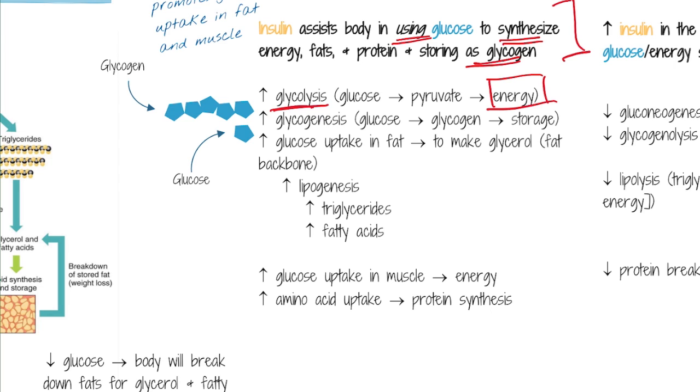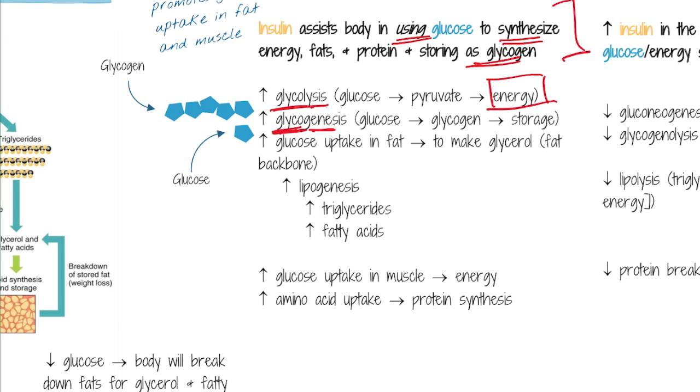So no longer will that glucose be in the blood because it's been broken down and combined with other things and turned into energy. So that's one of the ways that insulin gets glucose out of the blood. Another way is through glycogenesis. If you break that down, you've got genesis, which is to create something or make something new, and then you have glycogen.